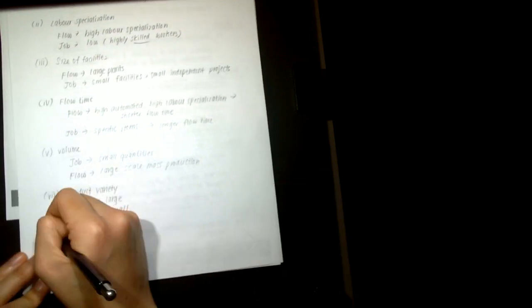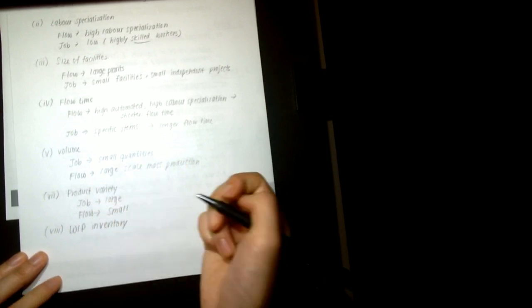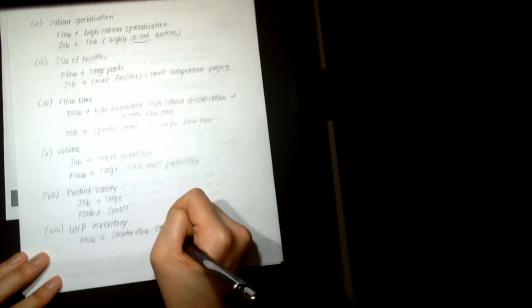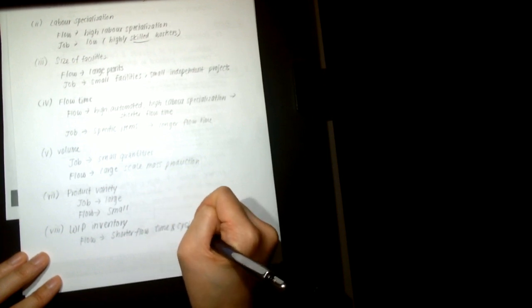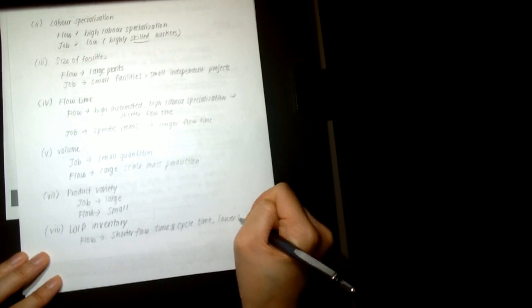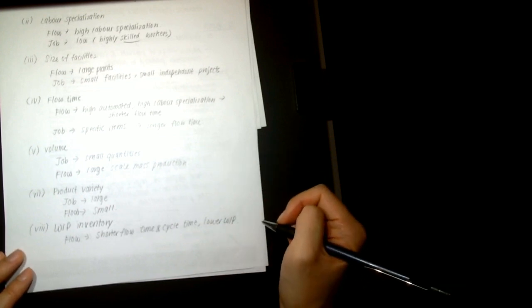The next important concept here is work in process inventory. For flow shop, because there is shorter flow time and cycle time, it would have lower work in process than job shop. Work in process is just the amount that's currently being produced. They're not finished goods yet.